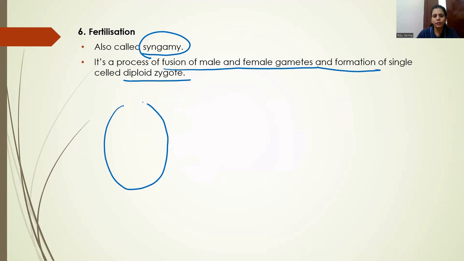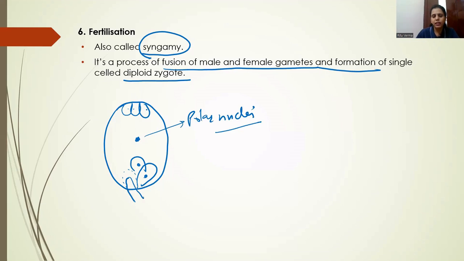Remember, for example, this is the female gametophyte. Here you have 3 antipodal cells, one degenerating synergid, one normal synergid, and the egg cell. In the center you have polar nuclei. When the pollen tube enters the female gametophyte, 2 male gametes are released into it. One male gamete fuses with the egg cell and produces the single-celled diploid structure called the zygote.